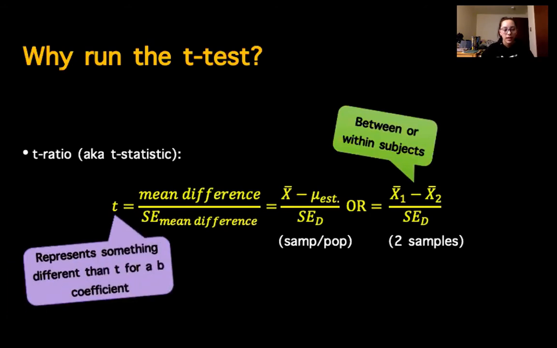Okay. And then just one more time, because it's important, T is something different than what it represented for B. Okay. So T for a B coefficient is for regressions. T for a t-test, right, or T statistic for a mean difference is for our t-tests.